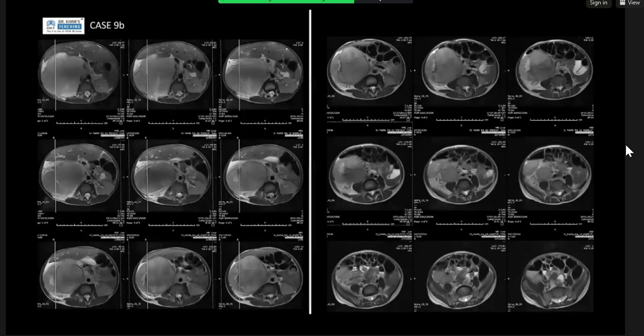A third differential, which is very unlikely, would be a large nephrotic lymph node. And I would like to inform my findings to the referring physician. I would like to discuss the case in pediatric oncology MDT.